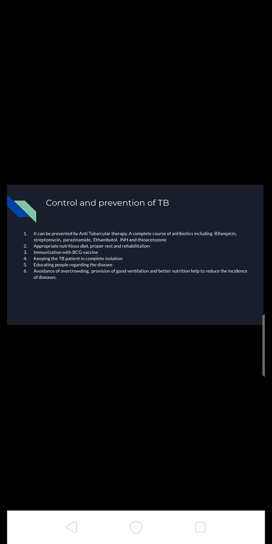Keeping the TB patient in complete isolation. Avoid spitting in public places and use a handkerchief when coughing and sneezing. Educating people about the disease, and we should avoid overcrowded areas. Provision of good ventilation and better nutrition help to reduce the incidence of the disease. So by following these things, we can prevent and control TB easily.